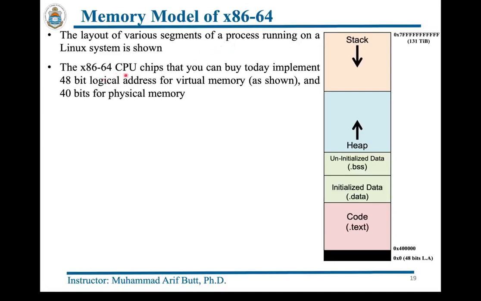Well, x86 64 CPU chips that you can buy today implement a 48-bit logical address, not 64-bit. You can see we have a 48-bit address over here. So it uses a 48-bit logical address for virtual memory or the logical layout of the memory, and 40 bits for the physical memory. And I think 2 raised to power 40, or 1 TB or 1000 GB, is quite enough memory for today.